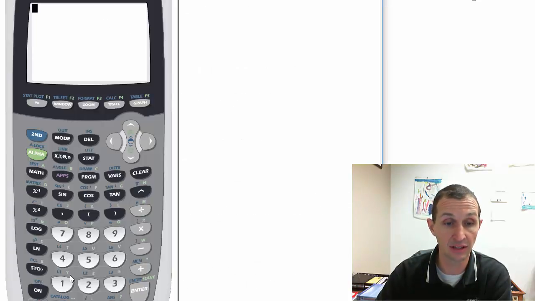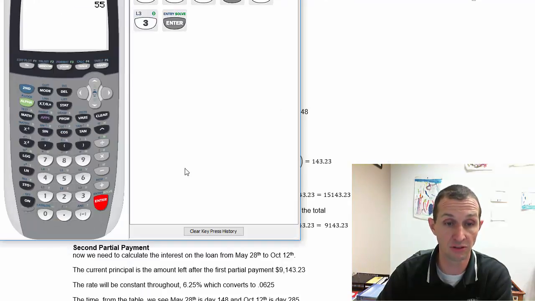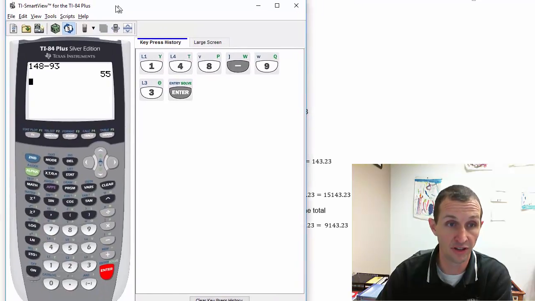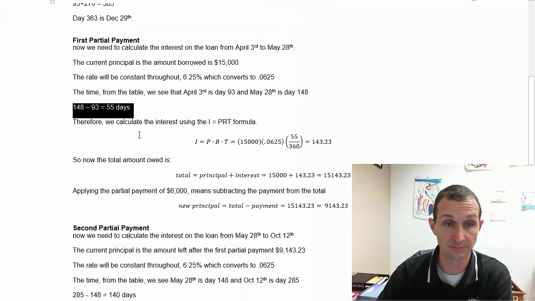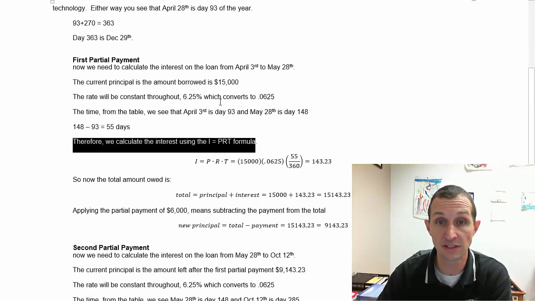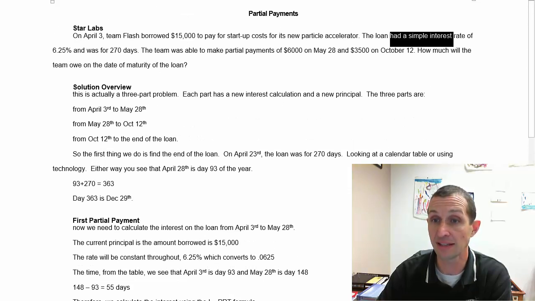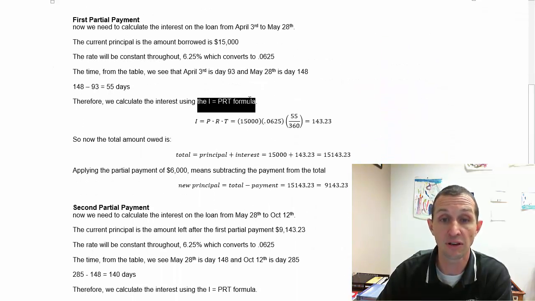If I pull up my handy dandy calculator, 148 minus 93 is the 55 days. I'm going to make this a little smaller so you can see the whole thing on the screen. So that's where the 55 days came from. Therefore, we're going to calculate the interest using the I equals PRT formula. Why are we using this formula? Because it tells you it had a simple interest rate, and simple interest is the I equals PRT formula. That's why you have to use that one.